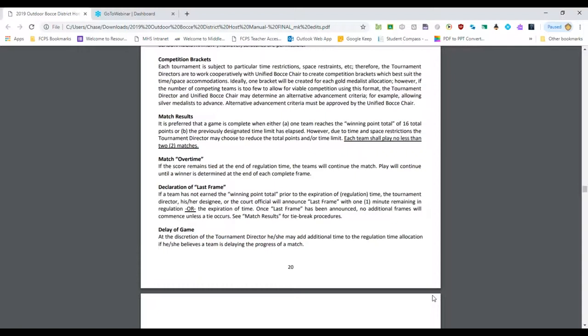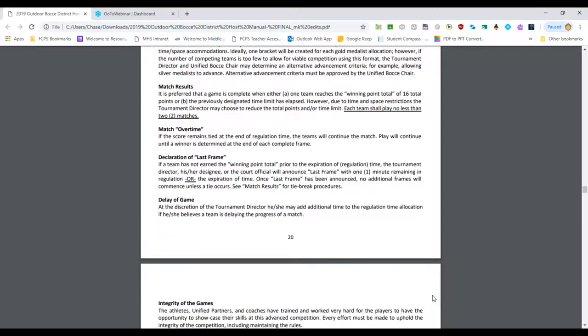Match results. It is preferred that a game is complete when either one team reaches the winning point total of 16, or the previously designated time has elapsed. However, due to time and space restrictions, the tournament director may choose to reduce the total points or time limit. Each team shall play no less than two matches. So those two matches need to be sure to get in.